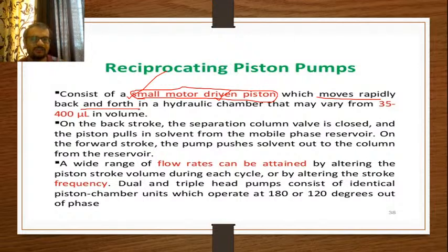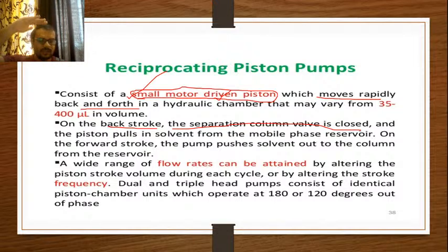These two-wheeler engines have up and down positions. So in that engine we will have an up and down position continuously. In this case it is a back and forth position. On the backstroke, remember, the separation valve is closed. There are two valves at this stage, one is a discharge valve and one is an entry valve. So at the backstroke the separation valve is closed, meaning the upper side valve is closed. Second, the entrance valve will remain open, and the piston pulls in the solvent.